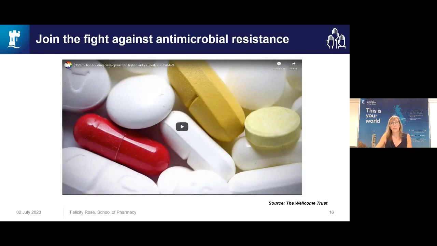And so now I'm going to end with this really good summary from the Wellcome Trust about antibiotics and antibiotic resistance.